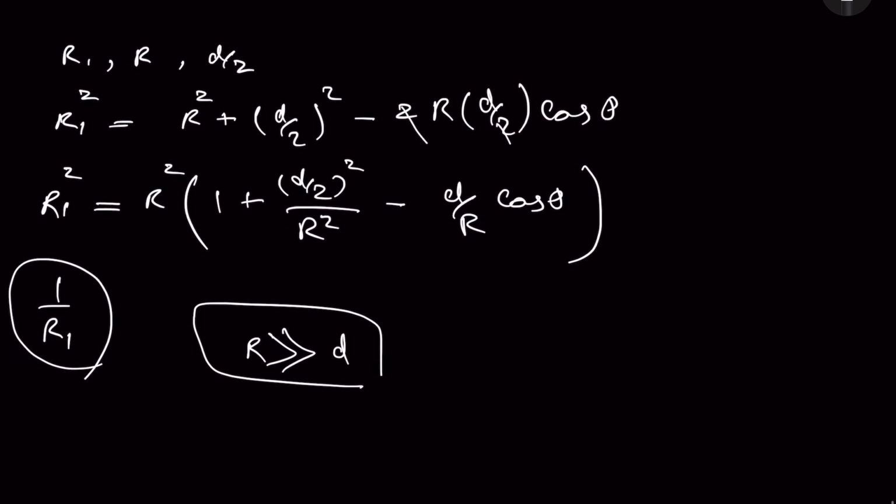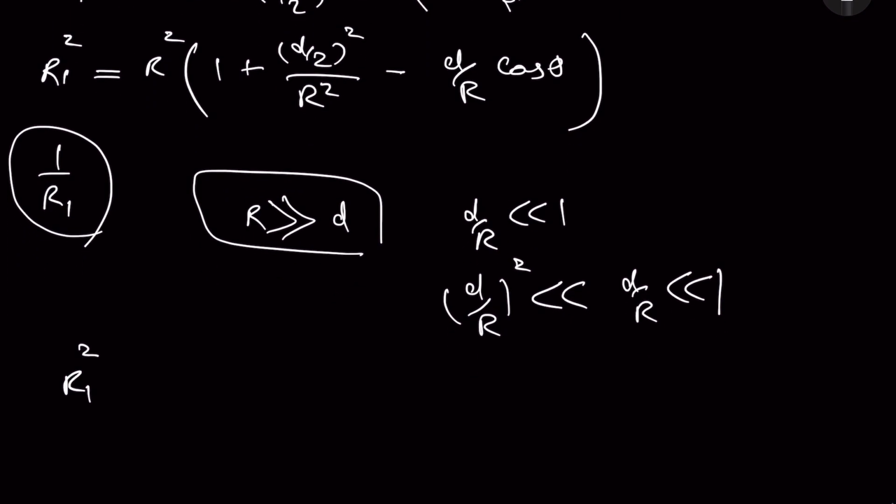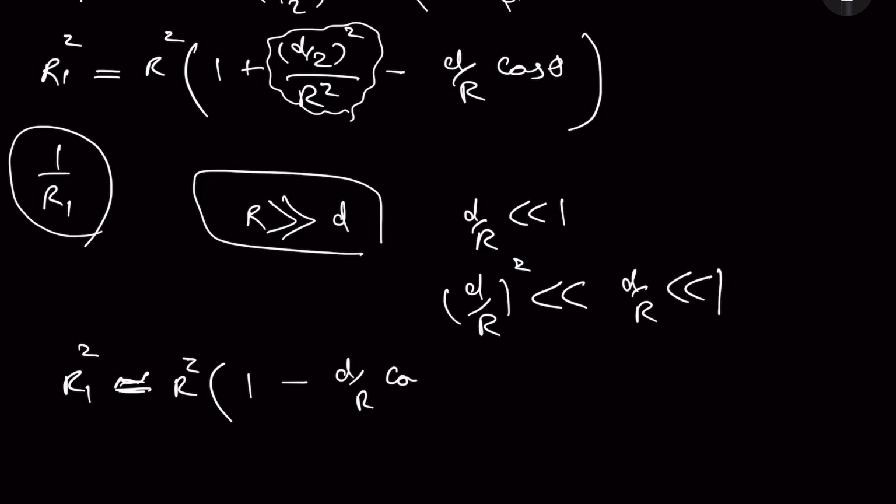When this is the case, then basically d over R is much smaller than 1. And obviously d over R squared is going to be much smaller than d over R, and that is much smaller than 1. So I guess it is safe to say that then this R1 squared reduces to, well, almost equal to, approximately equal to 1. So I can safely get rid of this term here. So minus d over R cosine of theta. All right, that will do, I guess.